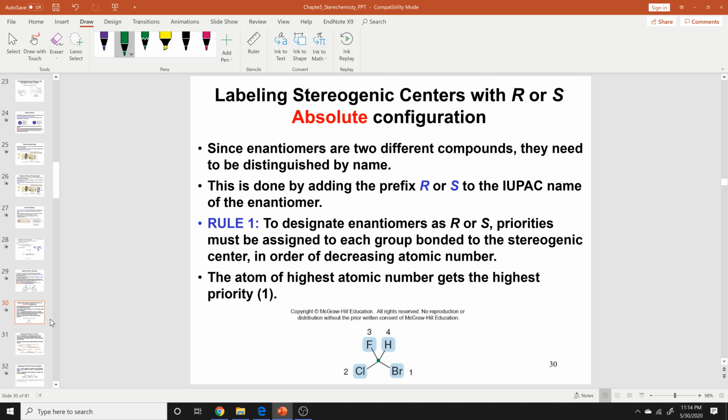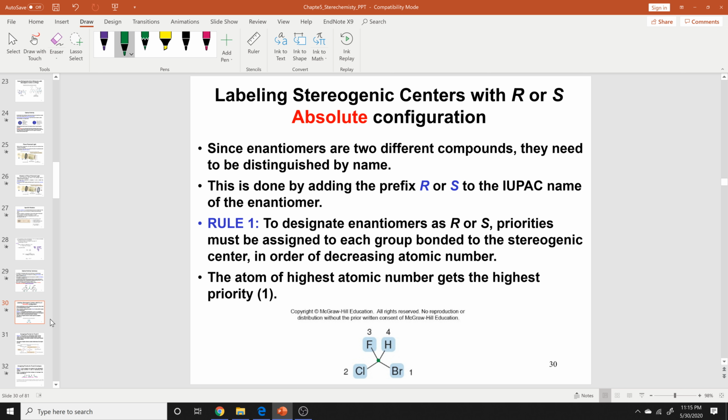So you're going to assign each group bonded to the chiral center in order of decreasing atomic number. You're going to start with the highest atomic number to the lowest atomic number. So the bromine has a higher atomic number than a chlorine, than a fluorine, than a hydrogen. So you assign them from the highest atomic number to the lowest atomic number, like this: 1, 2, 3, and 4.